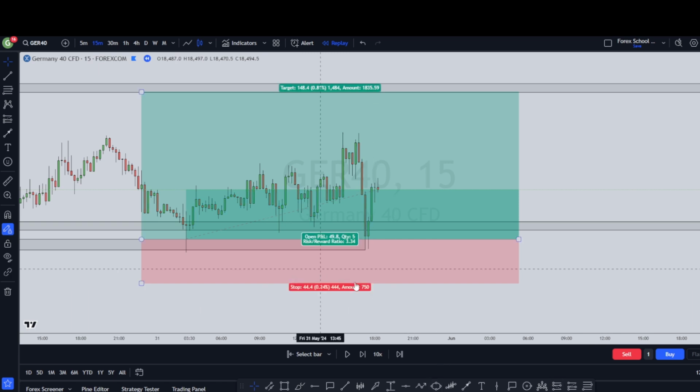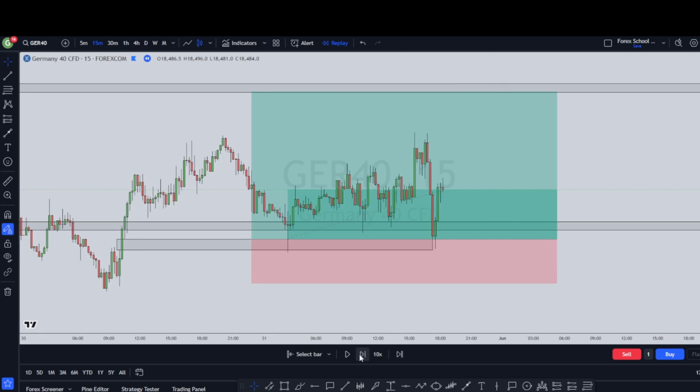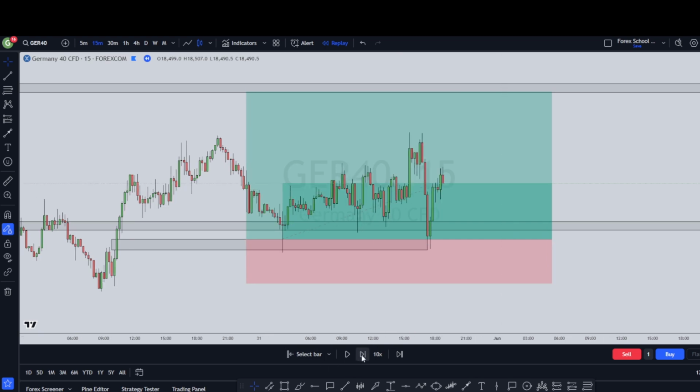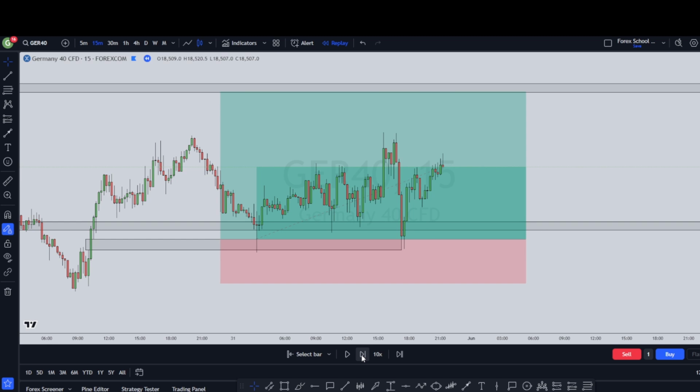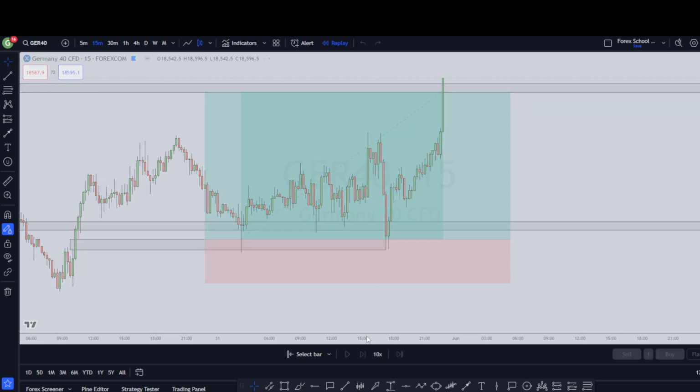So it came close to our stop loss, but not really that close. So we are still in the trade right there.